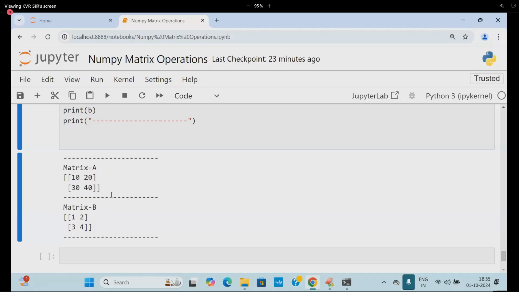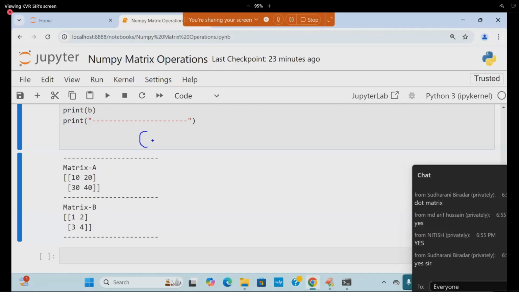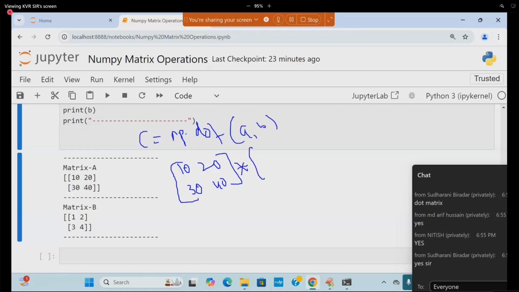First, let me explain matrix multiplication at the academic level. So how do you do it? C is equal to np.dot of A comma B. I will write A like that: 10, 20, 30, 40. Don't look at the answer, and try to multiply. 1, 2, 3, 4. What does my concept say? Every row of the first matrix is multiplied with every column of the second.